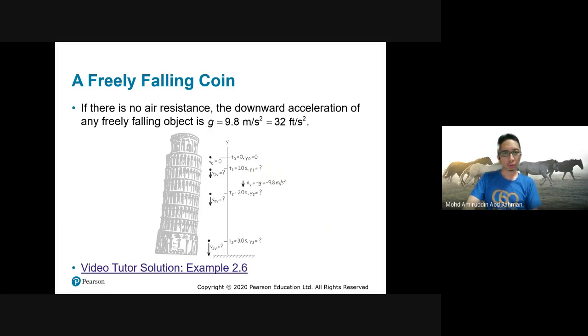So the acceleration between those times is 9.8 meters per second squared, which is equivalent to 32 feet per second squared. So let's run this example.